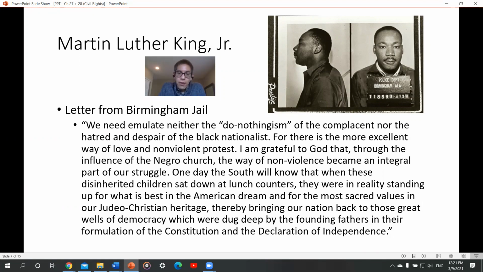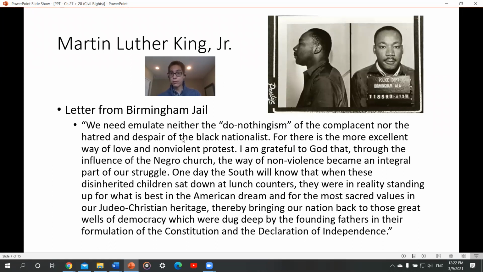And he wrote, "We need emulate neither the do-nothingism of the complacent nor the hatred and despair of the Black nationalist. For there is the more excellent way of love and nonviolent protest. I'm grateful to God that, through the influence of the Negro Church, the way of nonviolence became an integral part of our struggle. One day the South will know that when these disinherited children sat down at lunch counters, they were in reality standing up for what is best in the American dream and for the most sacred values in our Judeo-Christian heritage, thereby bringing our nation back to those great wells of democracy which were dug deep by the founding fathers in their formulation of the Constitution and the Declaration of Independence."